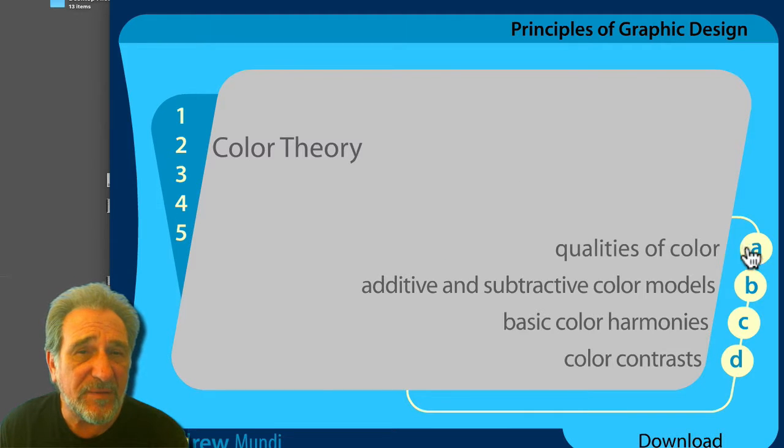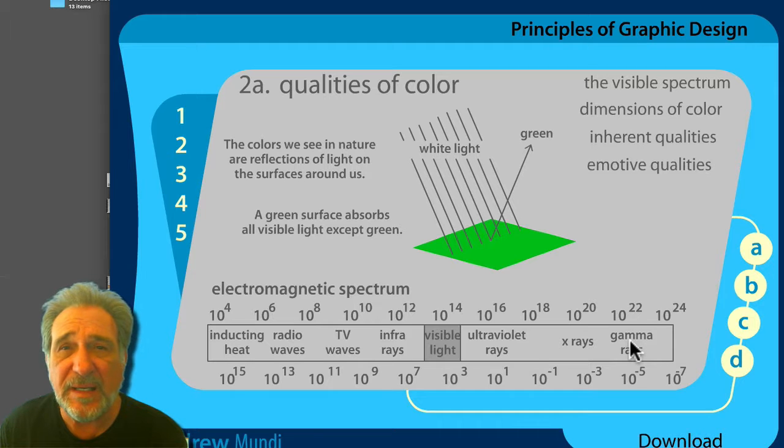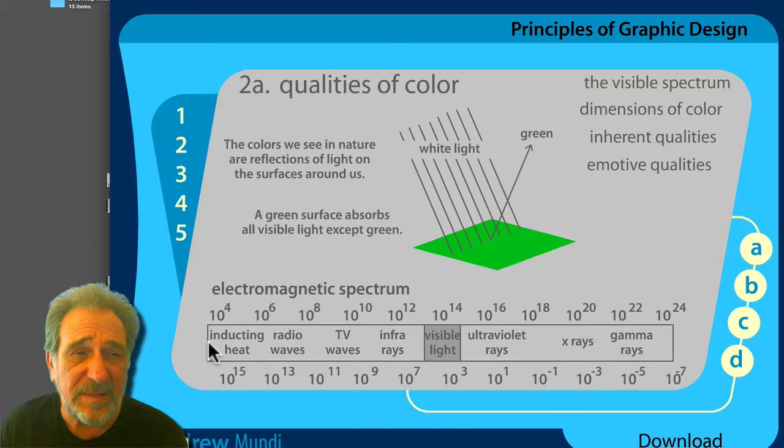So we've got the qualities of color, right? Essentially, color is part of the electromagnetic spectrum, and I get into this in the book quite a bit. The very far end of it is inducting heat, and on the other end of it is gamma rays, and it actually goes on beyond these two ends of the range, but we just don't have the equipment to measure it. So this is probably an infinite scale.